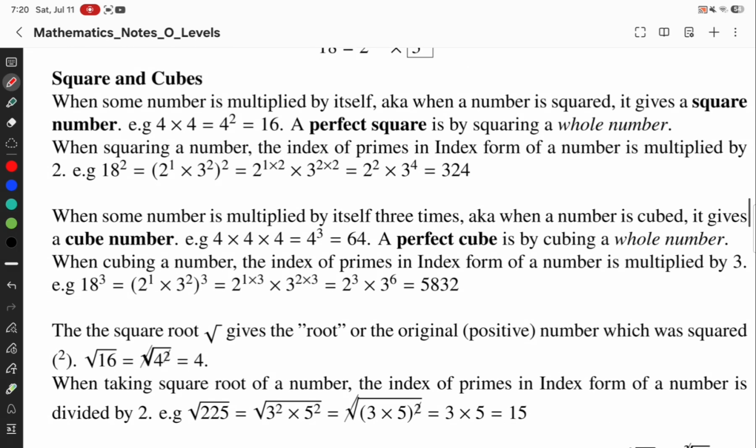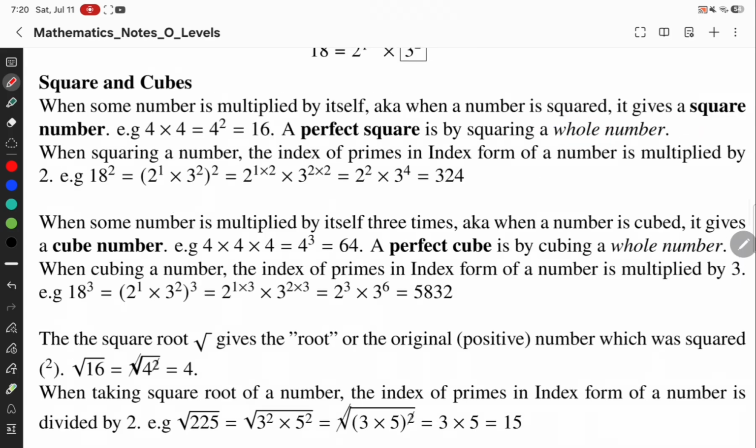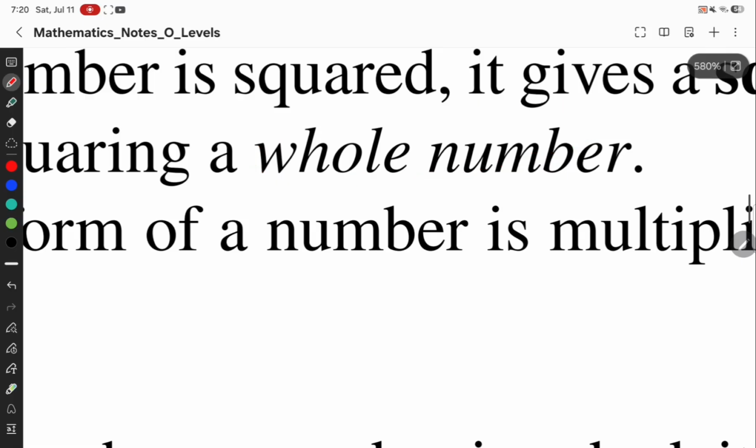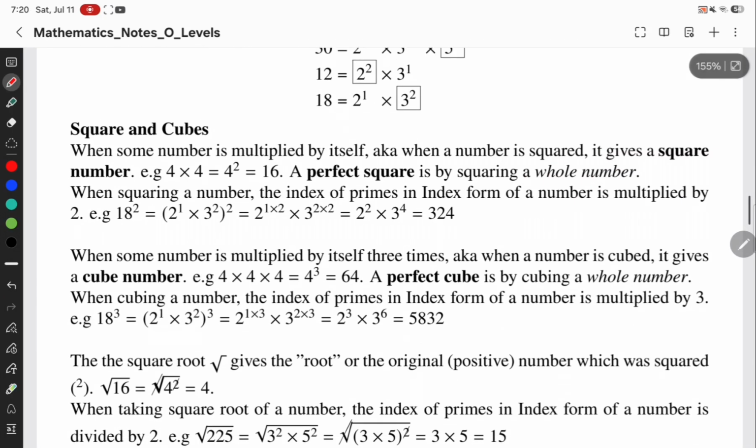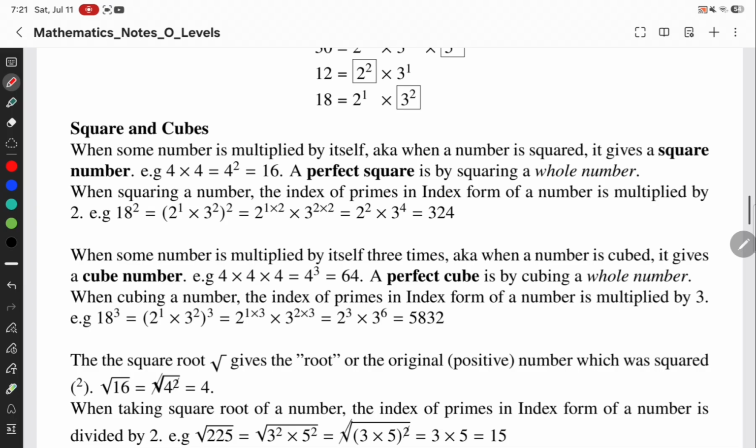Next, squares and cubes. When some number is multiplied by itself, aka when a number is squared, it gives a square number. Example, 4 times 4, 4 being multiplied by itself, is equals to 4 squared is equals to 16. A perfect square is made by squaring a whole number. Remember, a whole number. Okay, it cannot be a fraction, it cannot be a decimal, only a whole number, meaning an integer.